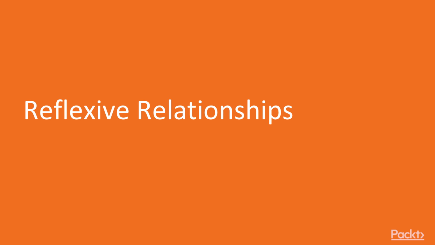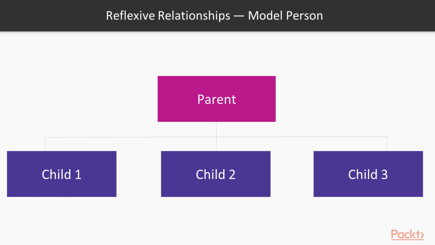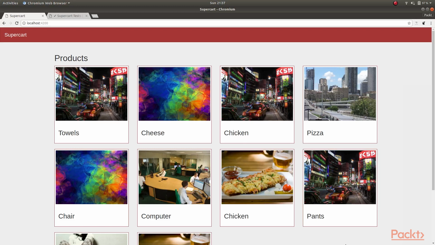The most obvious kind of a reflexive relationship is a parent and child relationship, which can be seen as a has many and belongs to relationship with a single type of entity, that is a person. In our application, let us start by creating categories to group our products. And we will set up our categories such that each category can have a subcategory.